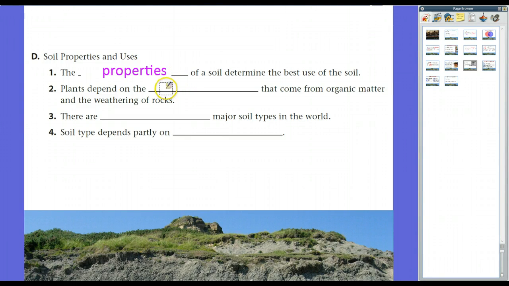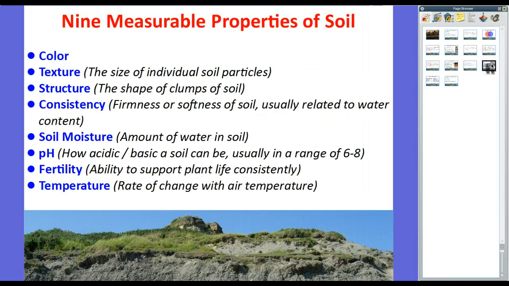Plants depend on the nutrients that come from organic matter and the weathering of rocks. The more nutrients in the soil, the more plant life it can sustain. That's why you don't see a lot of plants in the Sahara Desert, because the sand is not very suitable for life to grow on. Now, there are 9 properties of soil, and there are 9 measurable ones.